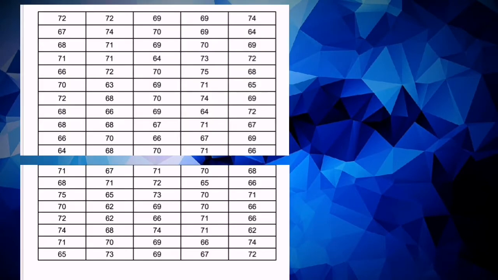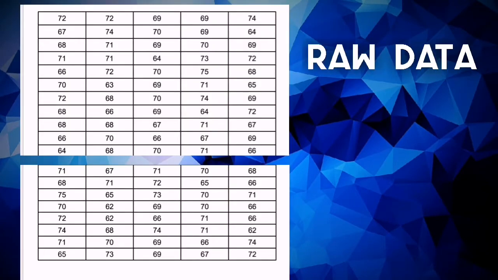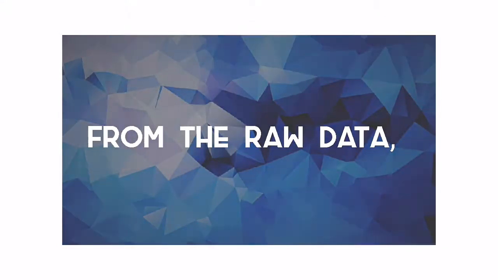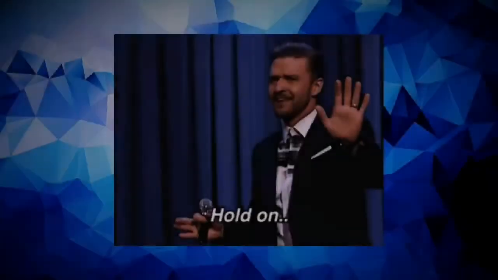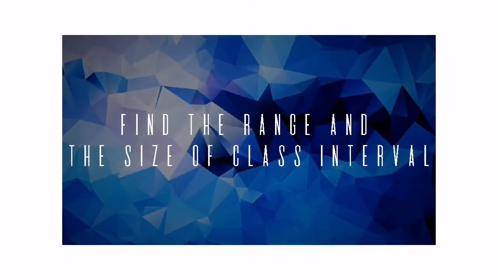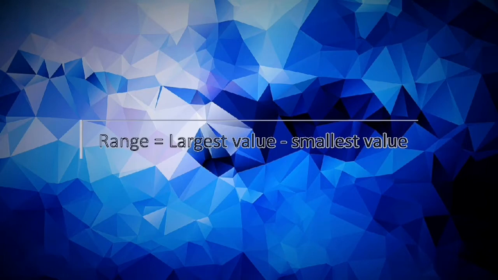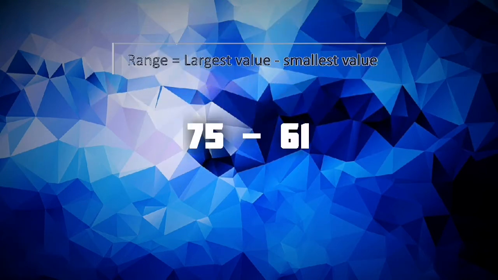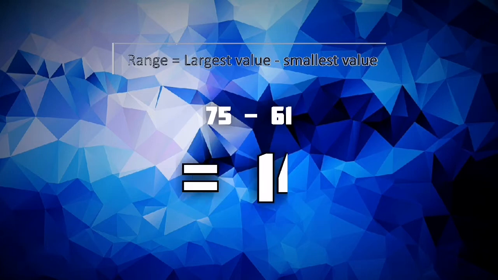The question gives us raw data which contains the mass in kg of 100 people. From the raw data, we need to build a frequency table with class interval. But before we build the table, we need to find the range and the size of class interval. To find the range, we need to subtract the lowest value from the highest value. So 75 minus 61 is equal to 14.